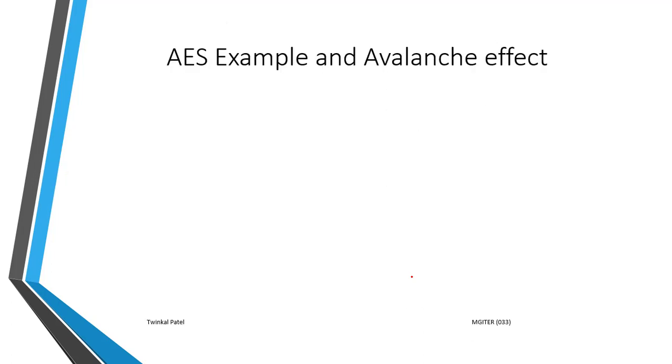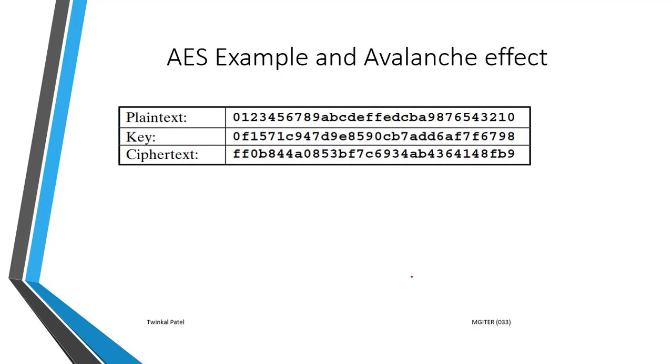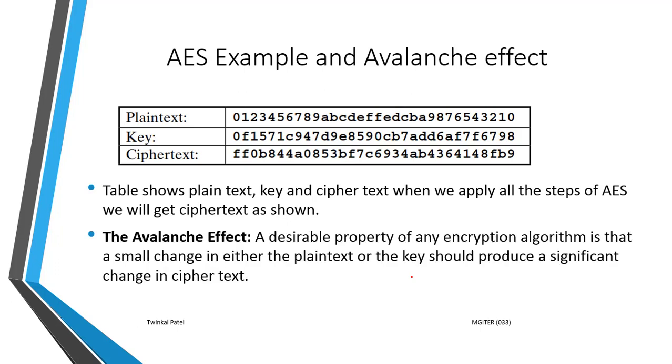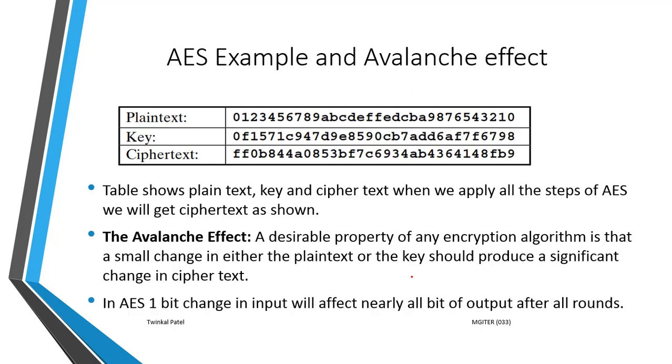Next we will see an example of AES and the avalanche effect in AES. So this is the example of AES. The table shows the plaintext, key and ciphertext. When we apply all the steps of AES, we get the ciphertext as shown in the table. The avalanche effect states that a desirable property of any encryption algorithm is that a small change in either the plaintext or the key should produce a significant change in the ciphertext. So in AES, a one-bit change in the input will affect nearly all the bits of the output after all the rounds. So AES performs the avalanche effect.